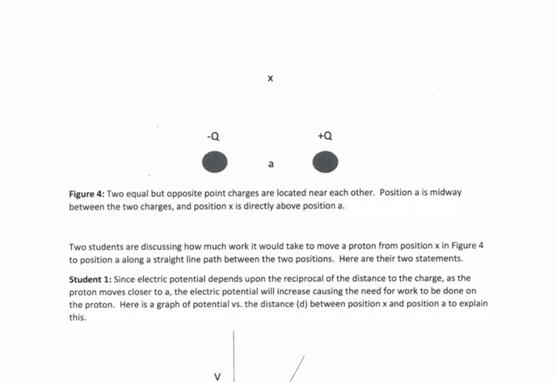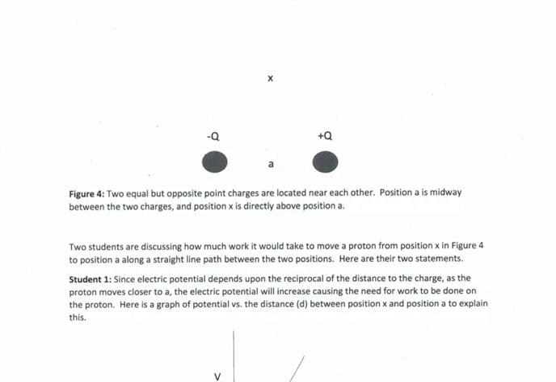Okay, part 2 of our practice test. We have two equal but opposite point charges located near each other. Position A is midway between the two charges, and position X is directly above position A. Two students are discussing how much work it would take to go from position X to position A.